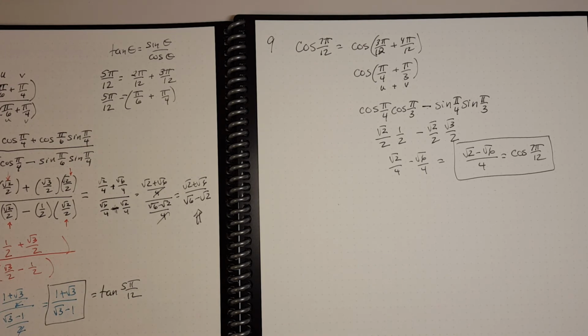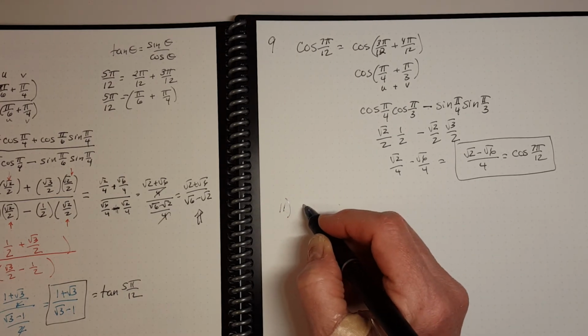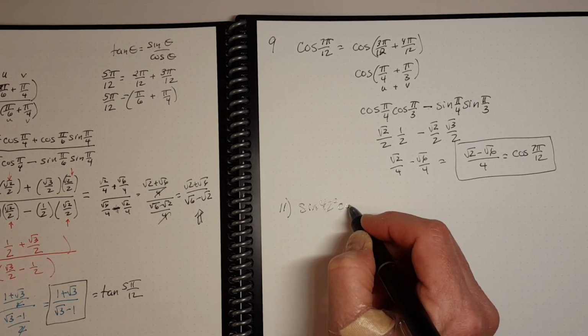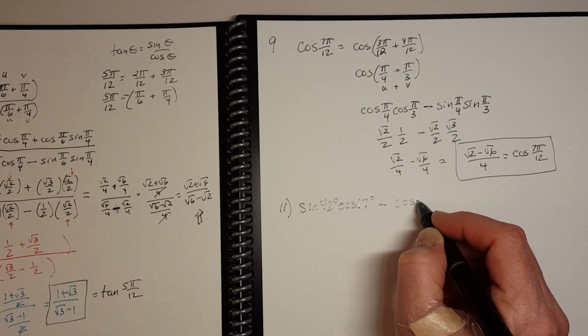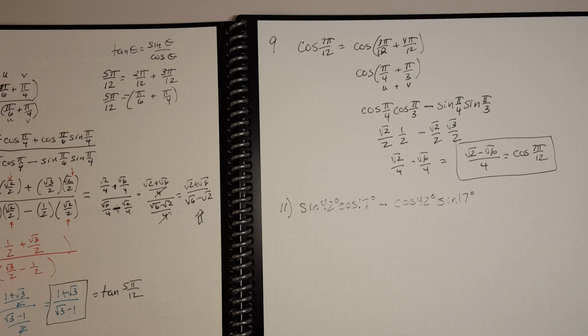Okay, now the next two are pretty quick, so we'll do those two on this video, and then I'll start another video for the next ones. So number 11 says, if you have this expression, sine of 42 degrees cosine of 17 degrees minus cosine of 42 degrees sine of 17 degrees, write that as the sine or cosine of one angle.